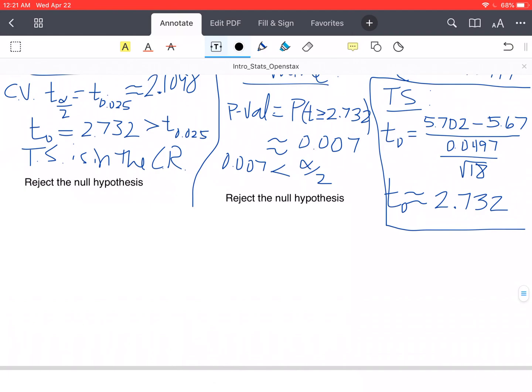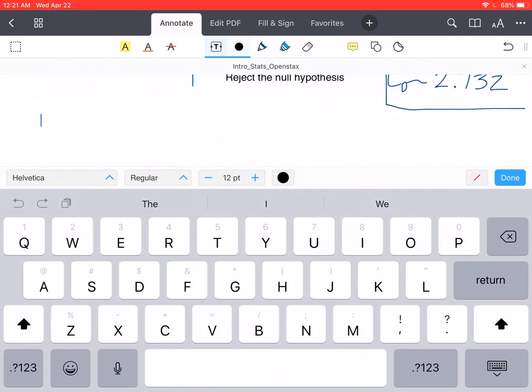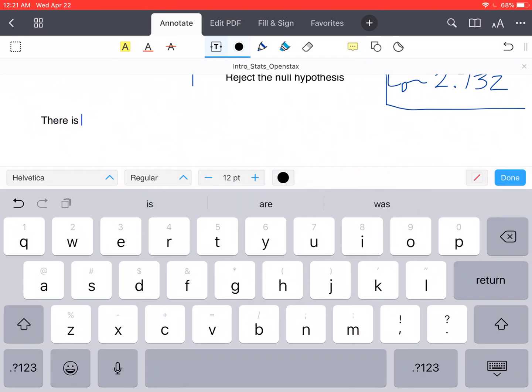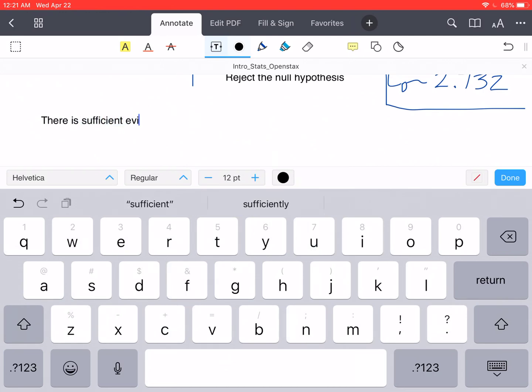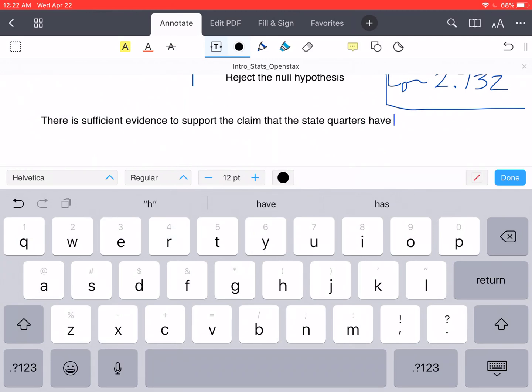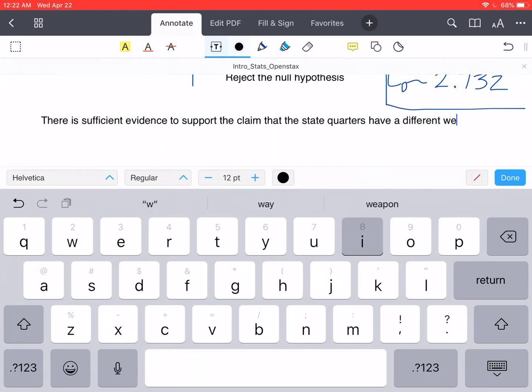So now we can go ahead and make our conclusion. We got the same result both times. Again, you don't have to do both tests, but you can pick which one works best for you, unless a question specifically says you should do one or the other. But generally, it's up to you to decide which one you prefer to do. So we can conclude there is sufficient evidence to support the claim that the state quarters have a different weight.